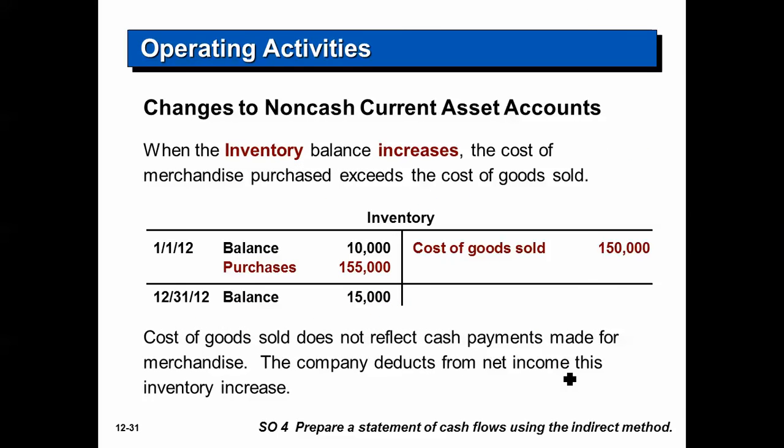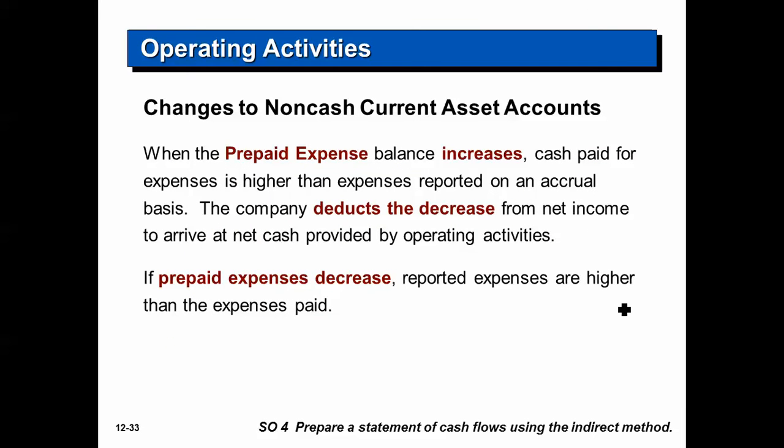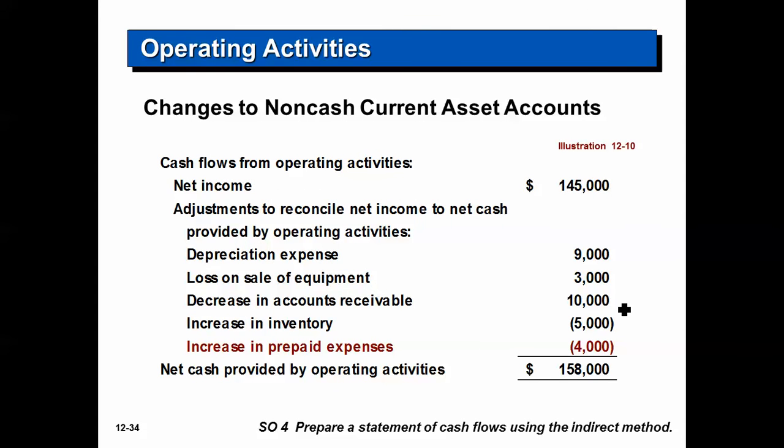Next, inventory. You can see that inventory increased. So if I increase my inventory, then I use more cash to increase my inventory. So that is a use of cash. And the way I show that is I bracket it over here. I say, okay, the increase in inventory is a use of cash. You see, the decrease in inventory is a source of cash. And I go through each one. The prepaid expenses increased, therefore cash paid for expenses is higher than reported, and the company deducts the increase from net income. So therefore, an increase in prepaid expense is a use of cash, and I bracket that.